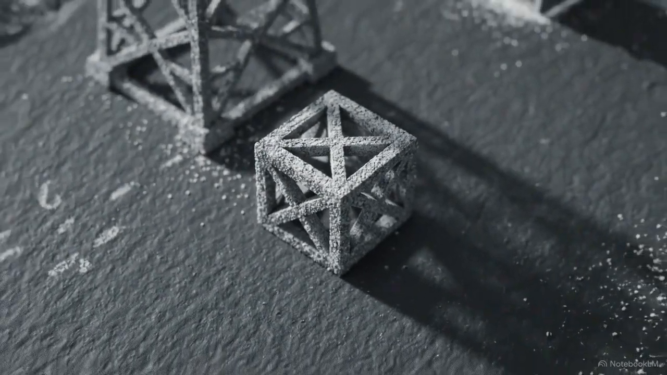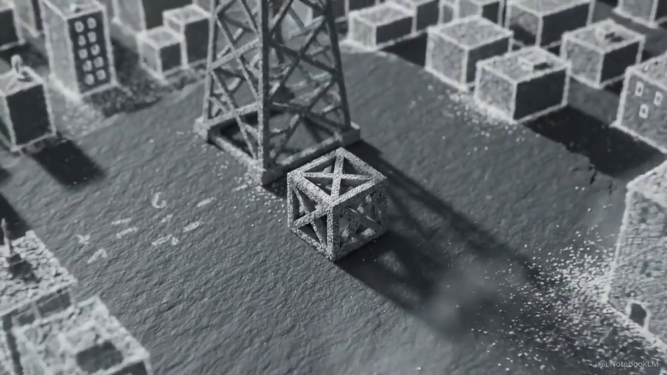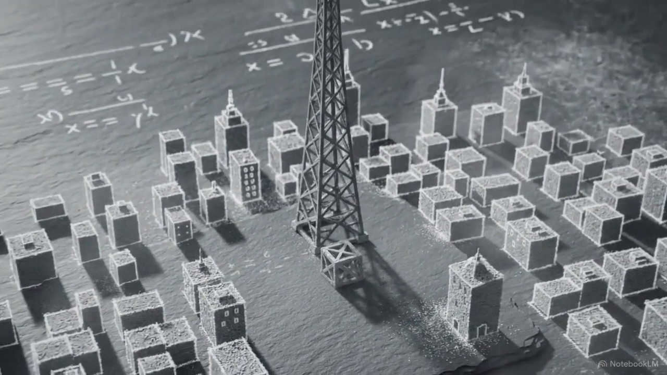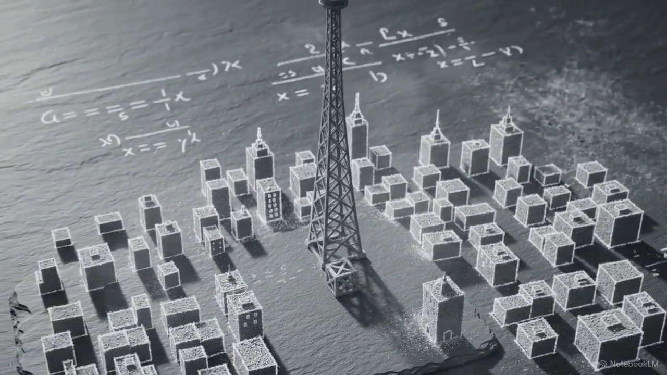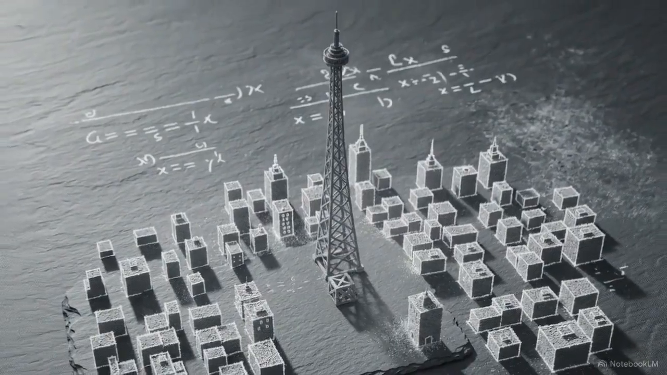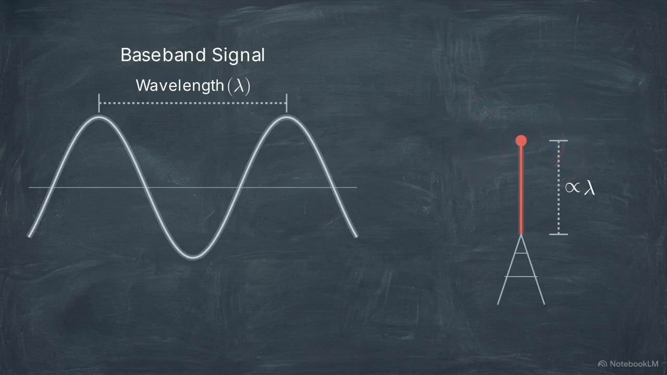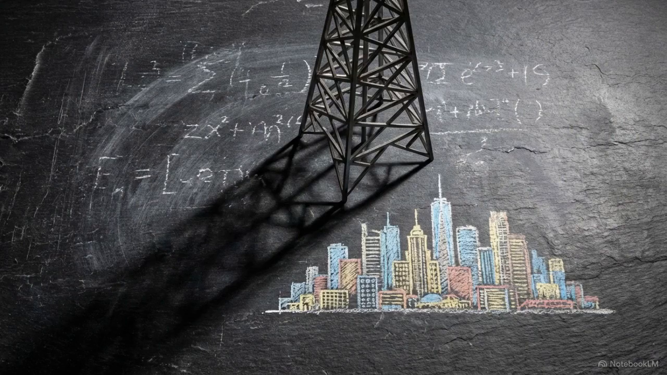To send raw, low-frequency audio or data, what engineers call a baseband signal, directly over a wireless link, you run into an immediate physical wall. Effective radio transmission dictates that the length of your antenna must be proportional to the wavelength of your signal. Because low-frequency baseband signals have wavelengths that stretch for miles, the required antenna would be impossibly massive.